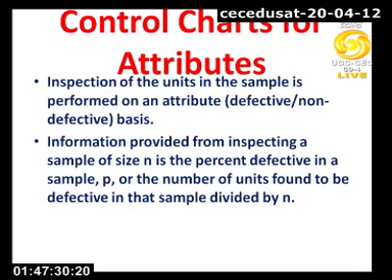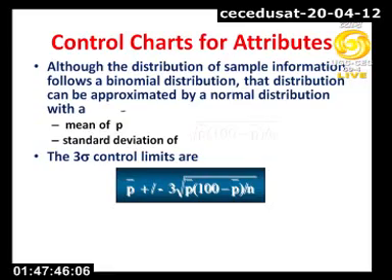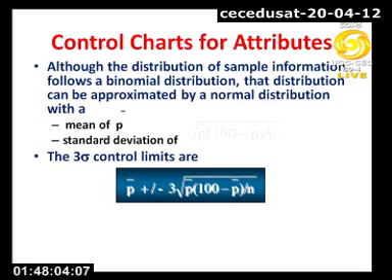Information provided from inspecting a sample of size n is the percent defective. In a sample, p is the number of units found to be defective in that particular sample, divided by n. Although the distribution of sample information follows a binomial distribution, that distribution can be approximated by a normal distribution. So, we shall be using the normal distribution, with the mean of p and standard deviation of sigma.